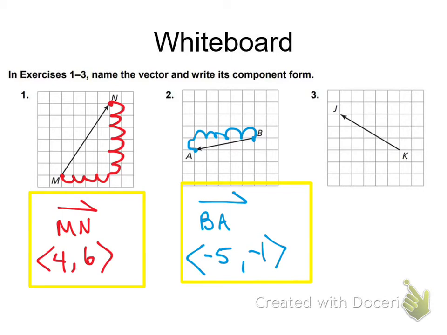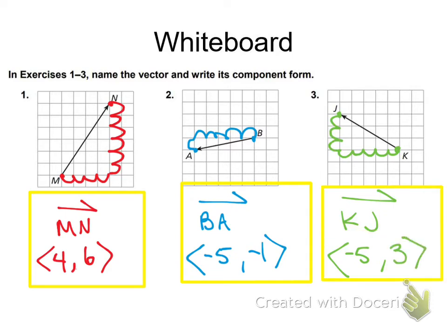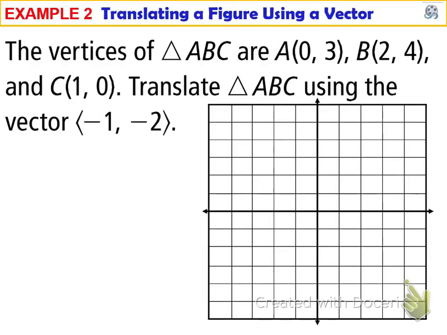And then last, the naming, it's not necessarily tricky. What's the starting point here? K, and then J. Did I go left or right? Left, 1, 2, 3, 4, 5. And then did I go up or down? Up, 1, 2, 3. So positive 3. Questions on any of these? Good? Okay. Now we're going to use it to graph.